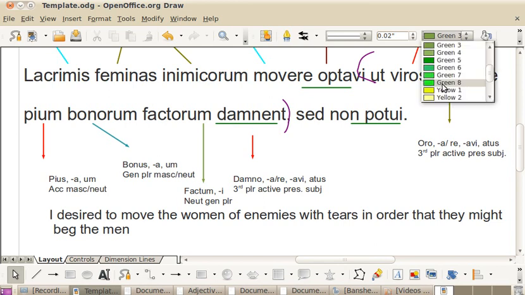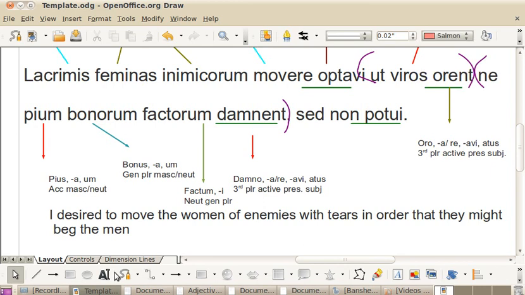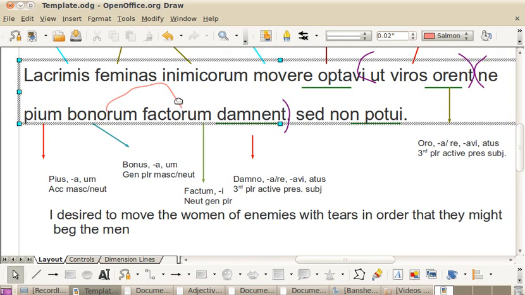Let's find another color. There was a nice, let's see, oh, salmon. Oh, I have to go find salmon. There's salmon. Okay, so let's have bonorum agree with factorum here. So we put it together just so we don't forget. There. And let's put all that back.